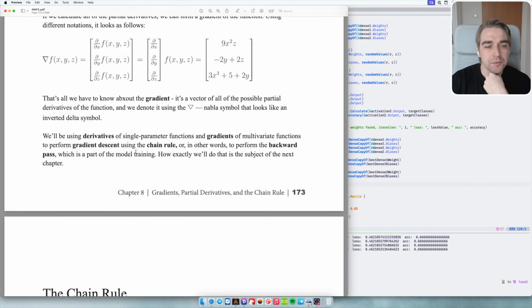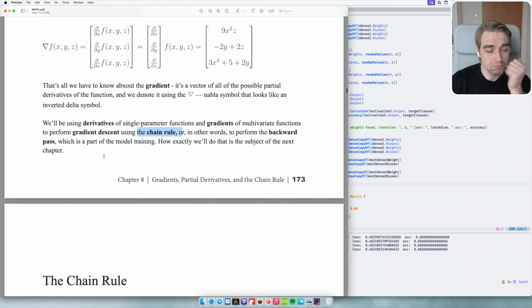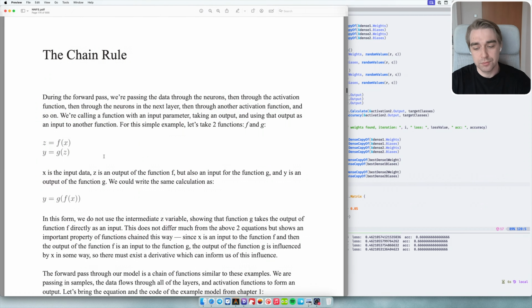We'll be using derivatives of a single parameter function and gradients for multivariate functions to perform gradient descent using the chain rule. In other words, to perform the backward pass, which is a part of the model training. How exactly we will do that is the subject of the next chapter. Okay. The chain rule.